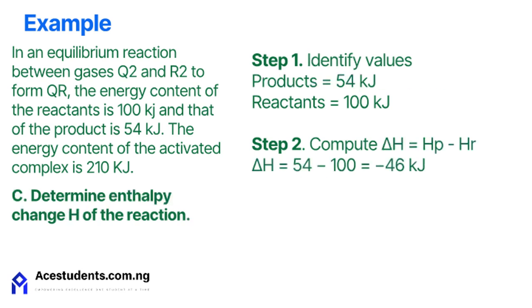Now calculate the enthalpy change using products' energy minus reactants' energy. Products have 54 kilojoules and reactants have 100 kilojoules, giving a change of negative 46 kilojoules.